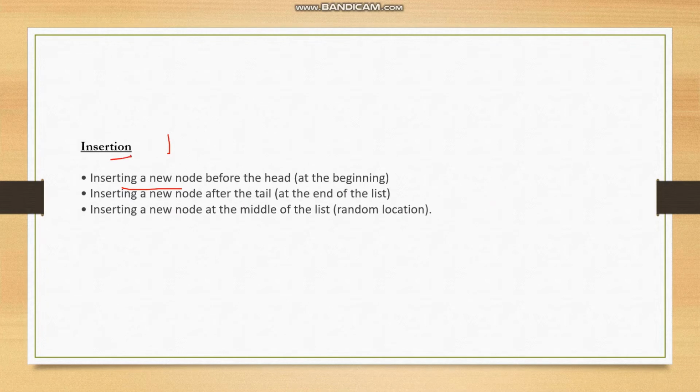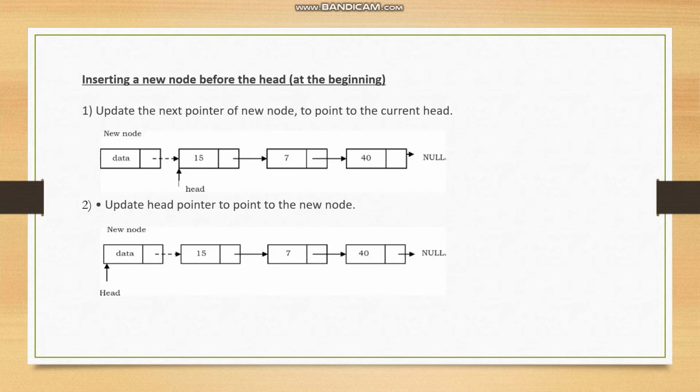Insertion in the linked list. Insertion can be done in three forms: insertion at the beginning, insertion at the end, and insertion in the middle of the list. First we talk about insertion at the beginning. In that case, what will we have to do? We will have to create a new node, and point that new node to the head of the existing linked list, as you can see here, and we will update head to the new node. So now this will be our new head.